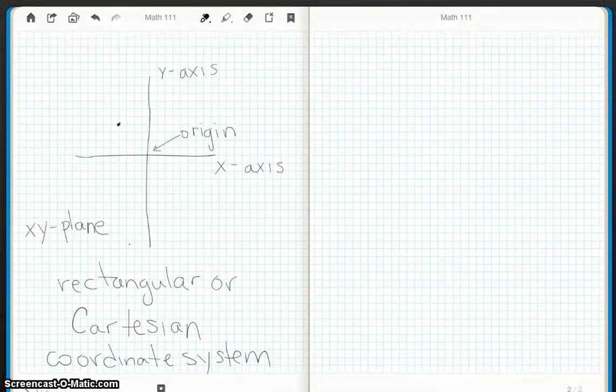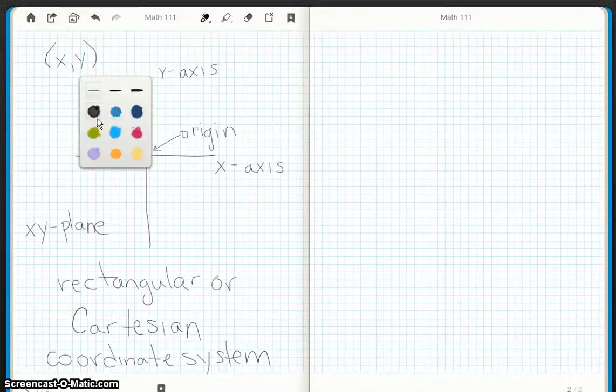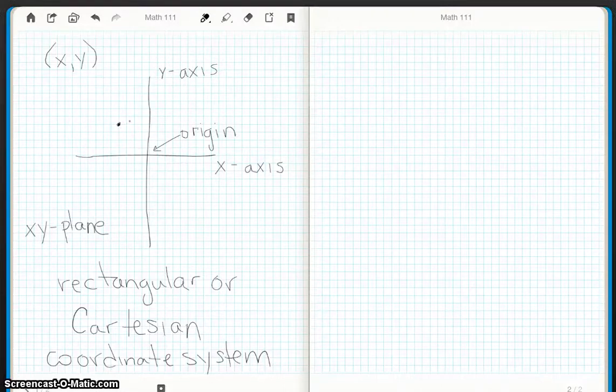Good. And so like I said, we can locate any point in this XY plane by describing its location using an ordered pair. An ordered pair is an ordered pair of numbers, and we usually write them in a very specific way. I think you've seen something like this: an ordered pair of numbers x, y. That's the ordered pair which will describe the location of maybe that point, for example. So that point right there can be described by an ordered pair.